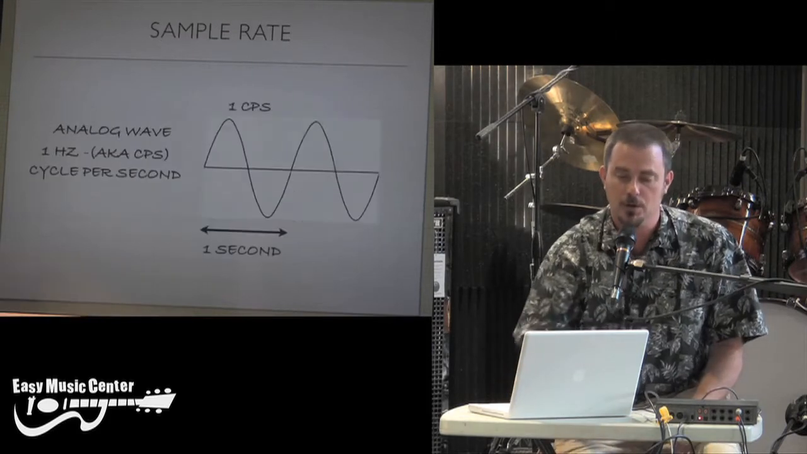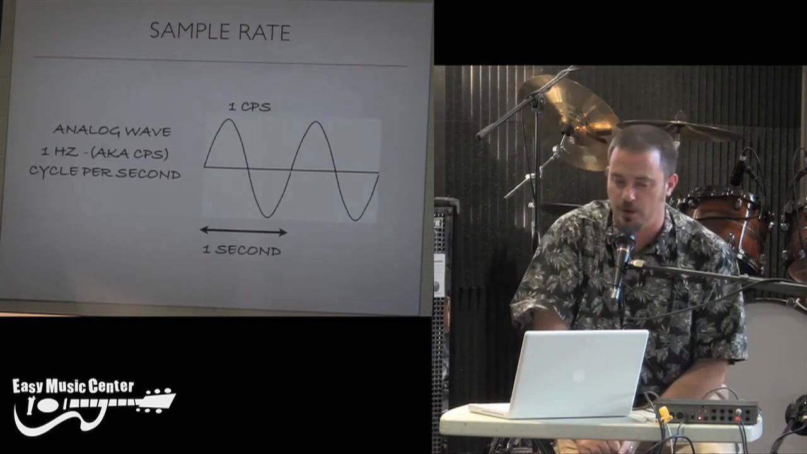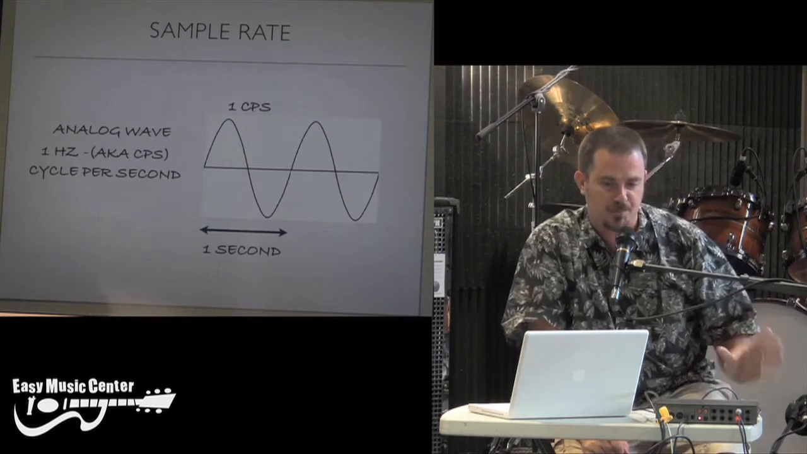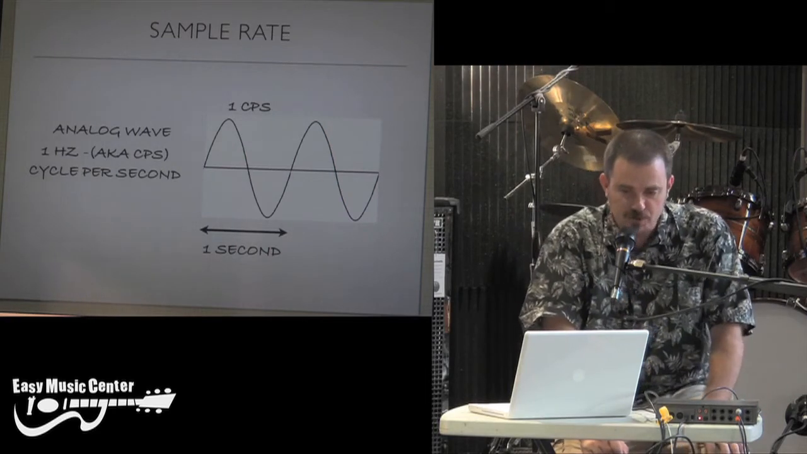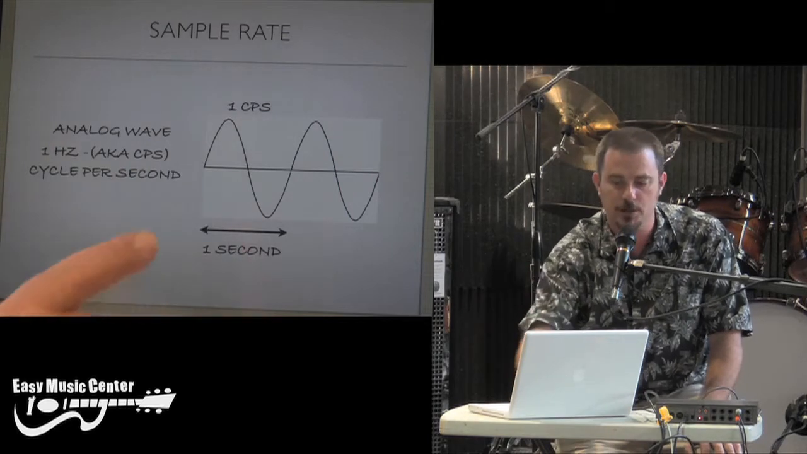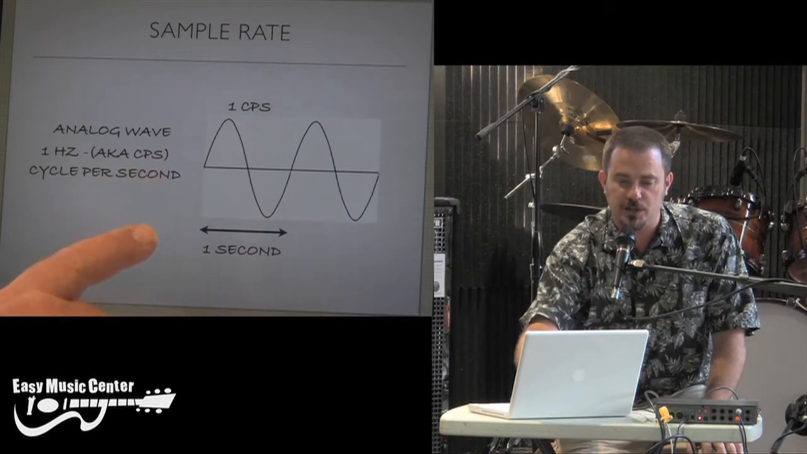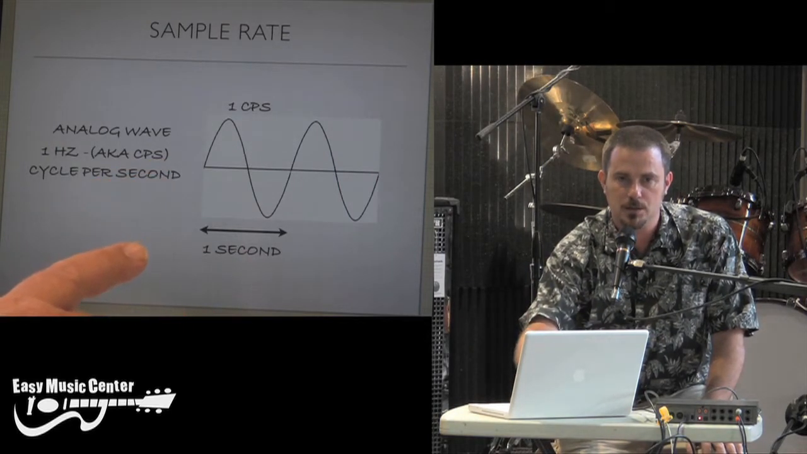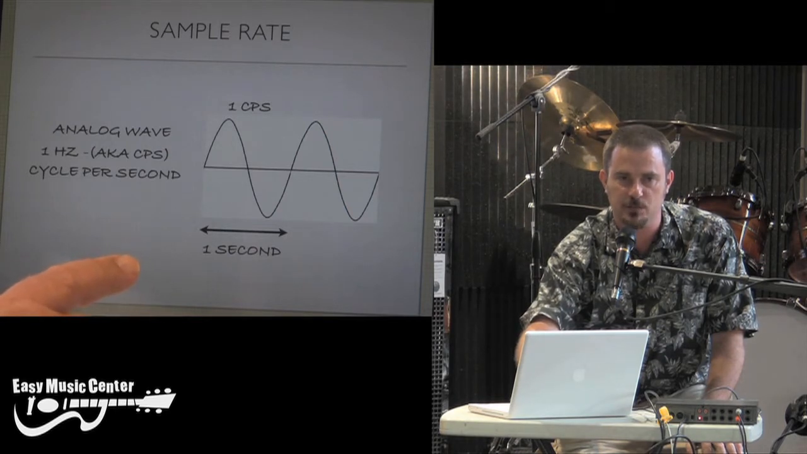Okay, we've got an analog wave, 1 hertz. I call them cycles per second. So 1 CPS, this is 2 seconds, so 1, 2. How many samples per second do I need with 1 cycle? 2. Does that make sense?